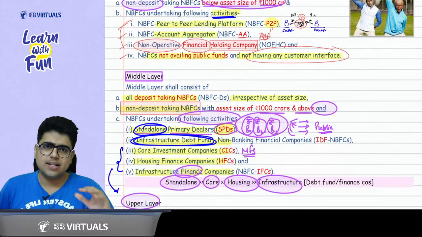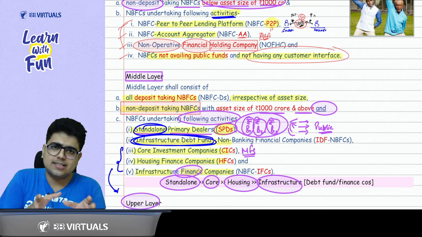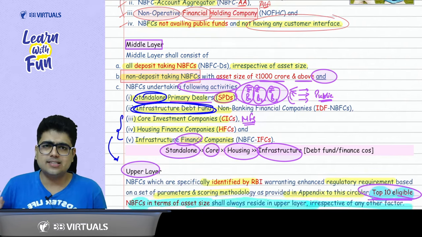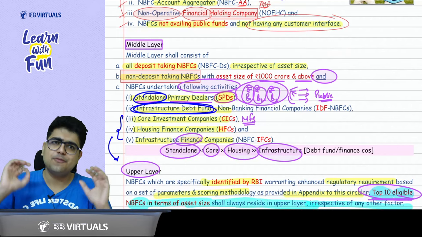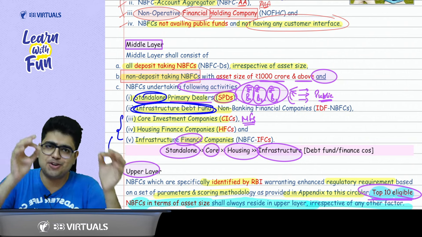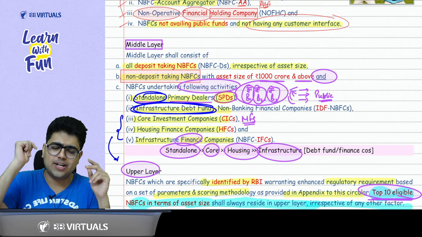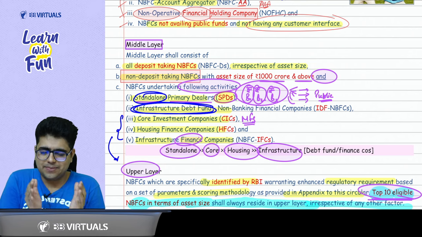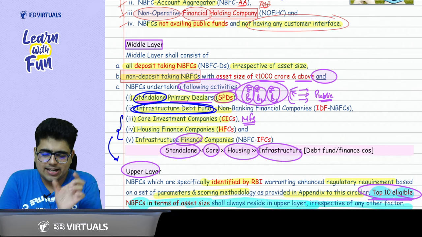Then comes the middle layer: deposit taking NBFCs, and non-deposit taking NBFCs with an asset size of 1000 crore and above. Then come the 4-5 categories. Base means core, that is core investment company. What do you build upon that? Infrastructure or house? Infrastructure finance company, infrastructure debt fund, housing finance company. Very good. And the last one is, whenever you are building something, you are standing alone: standalone primary dealer. And we also know standalone primary dealer and the indirect way of infrastructure financing, that is infrastructure debt fund.